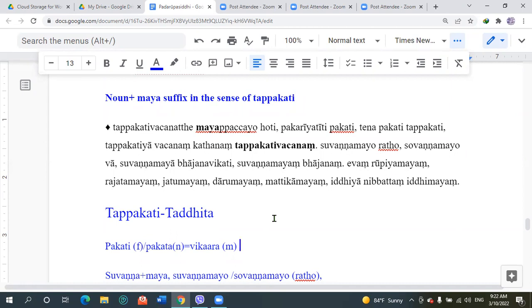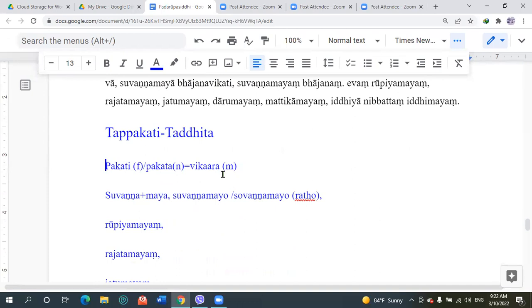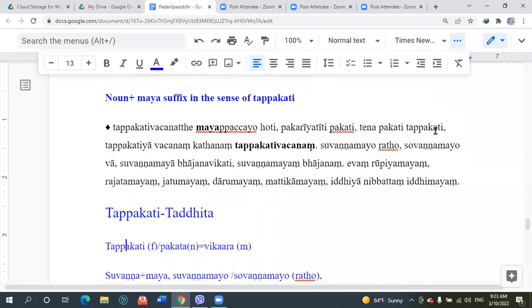Let me especially take Tapakati. That means Tapakati Vachanata. The Tapakati is vikara, right? So it's not just pakati, right? Yes, now it's clear. Tena Pakati, Tapakati.